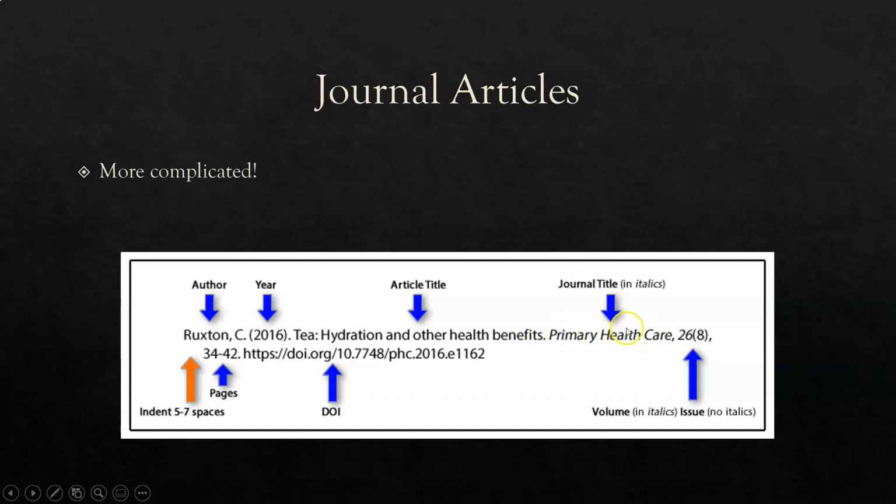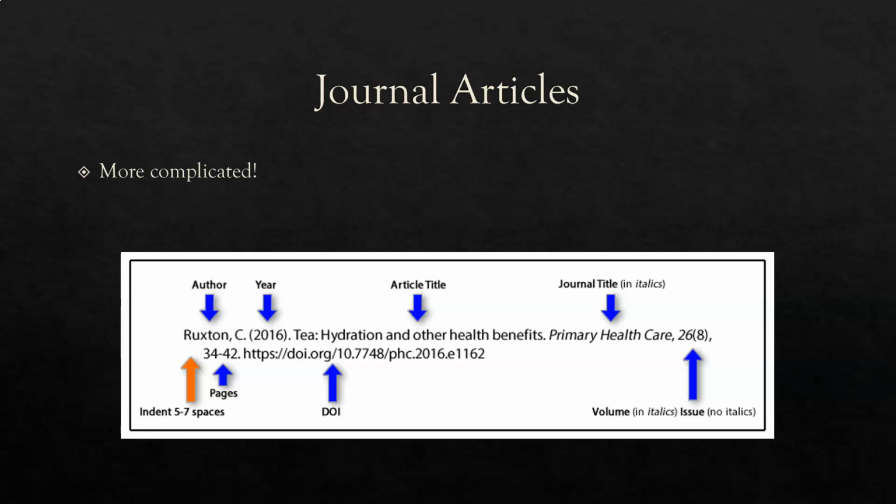The next thing that you include is the name of the journal, the title of the journal. In this case, this article appeared in Primary Healthcare. The journal title appears in italics, and it actually takes a capital letter on each word in the title, except for those little baby words, prepositions and conjunctions like and, the, in. Any of those words we were taught in grade school not to capitalize.